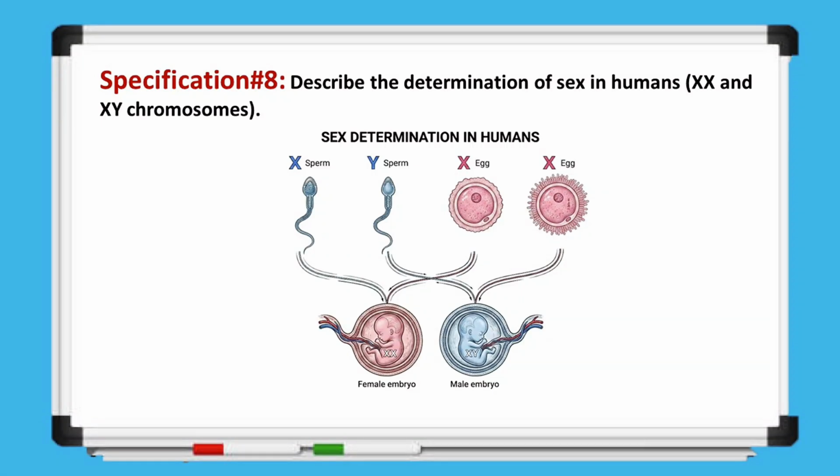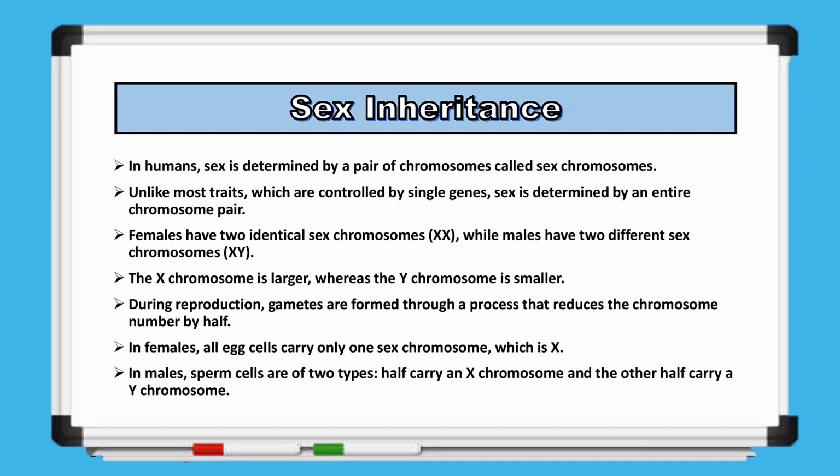Next, we have specification number 8, which asks us to describe the determination of sex in humans using XX and XY chromosomes. In humans, sex is determined by a pair of sex chromosomes. Females have 2 X chromosomes, written as XX, while males have 1 X chromosome and 1 Y chromosome, written as XY.